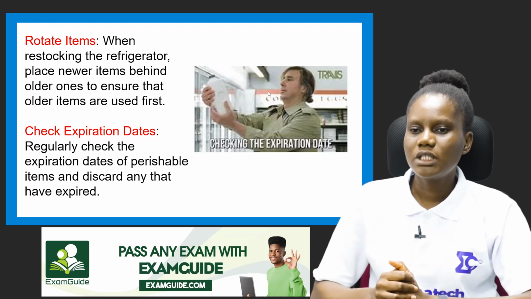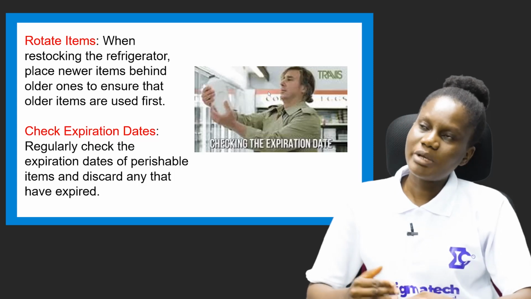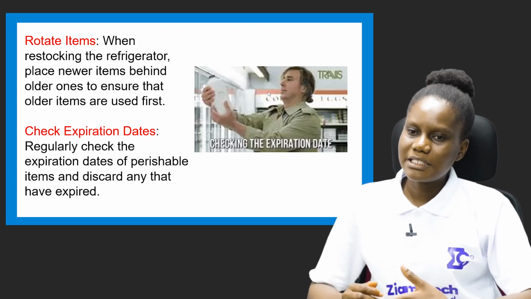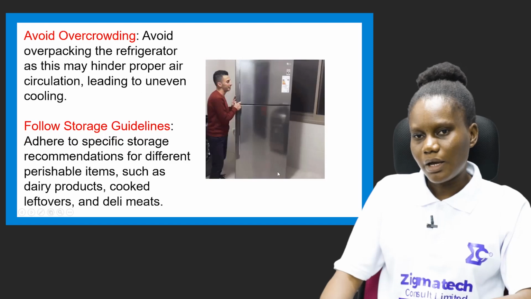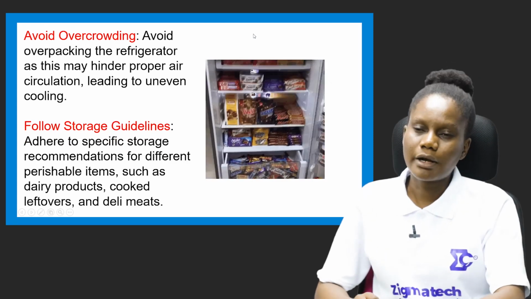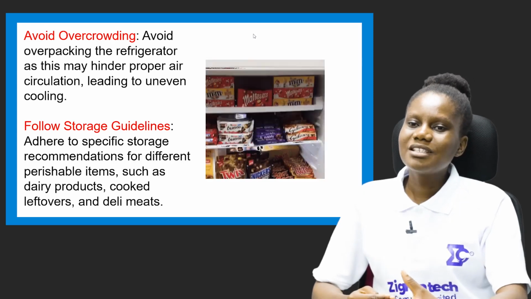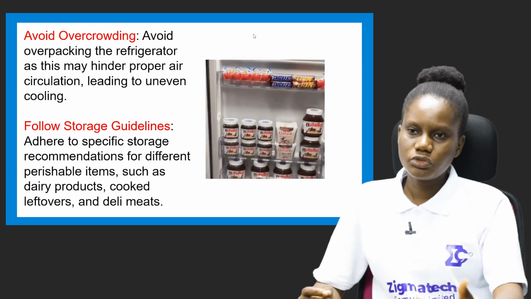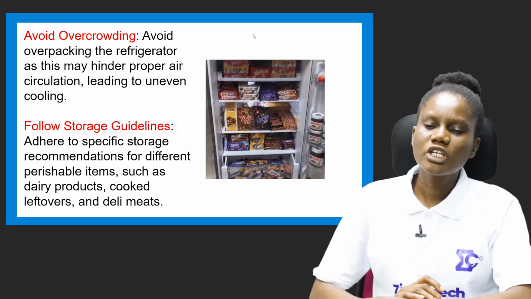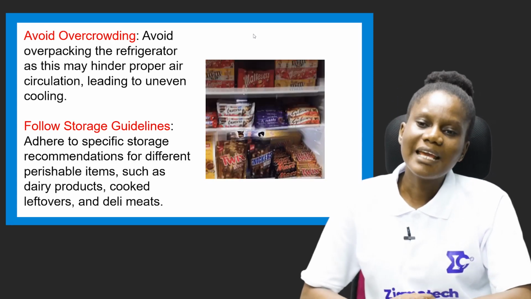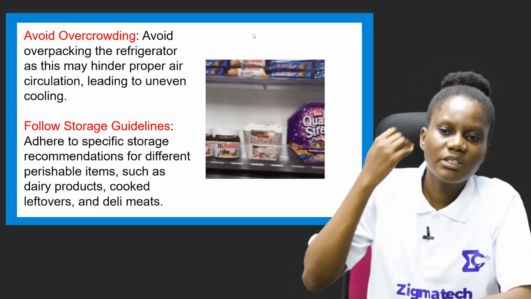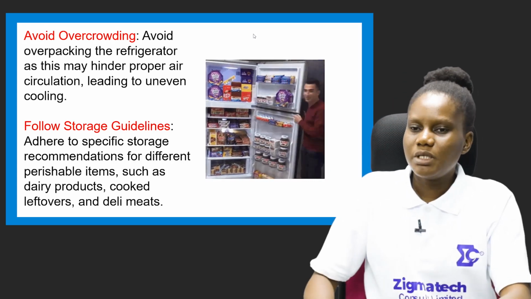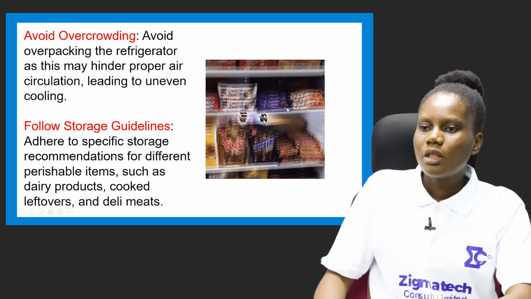Then check expiration dates. That's the date they will be expiring. Regularly check the expiration dates of perishable items and discard any that have expired. Another is avoid overcrowding. Avoid overpacking the refrigerator, as this may hinder proper air circulation, leading to uneven cooling. So don't overcrowd it. Then follow storage guidelines. Adhere to specific storage recommendations for different perishable items, such as dairy products, cooked leftovers, and deli meats. Follow the specific guidelines for them.